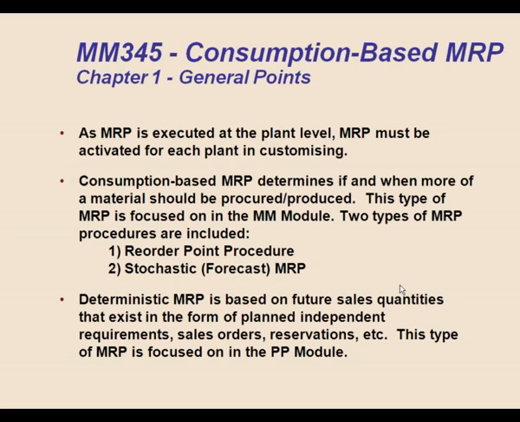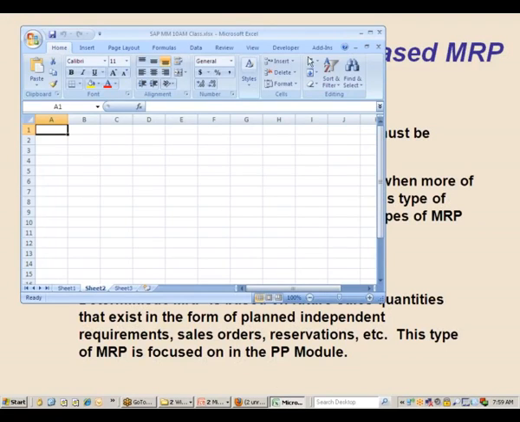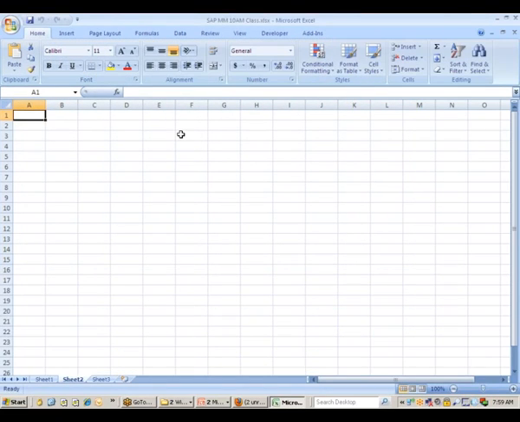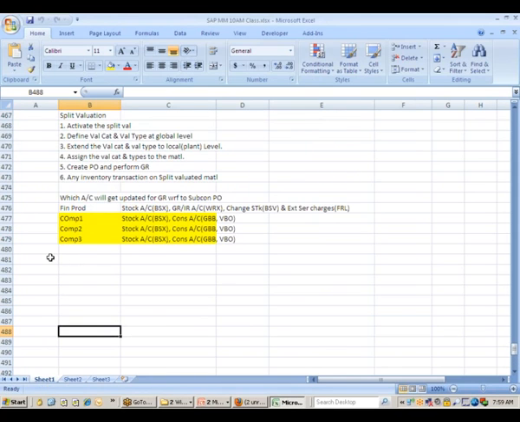Consumption-based MRP determines if and when more material should be procured or produced. This type of MRP is focused on the MM module. Two types of MRPs are possible: what we call reorder point planning, or stochastic planning. Let me put it over here. If I have to say, MRP is of 3 types.